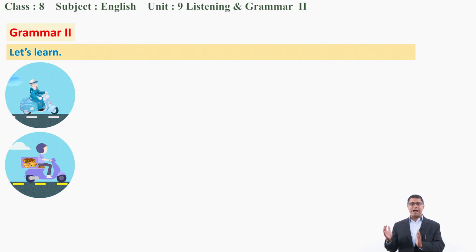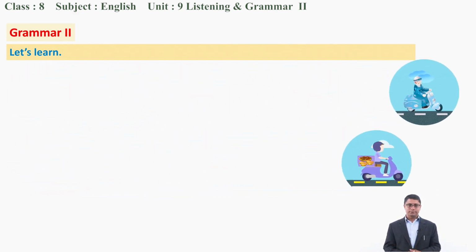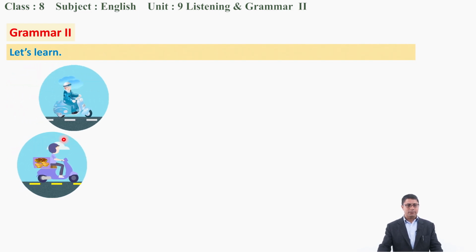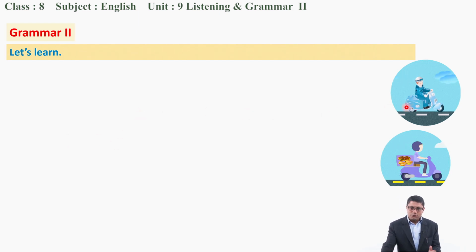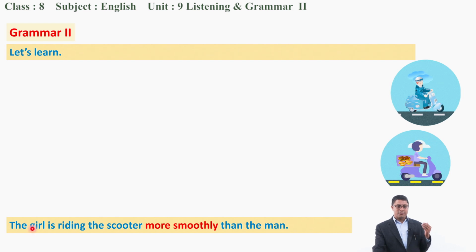Now let's see how they ride. Let's see again how they ride. So how did the man ride and how did the woman ride? Can you compare their riding? So you mean the girl is riding the scooter more smoothly than the man. You just watch the video.